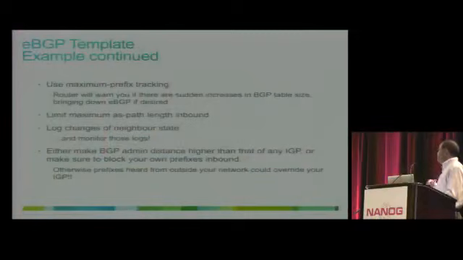Another one is you can limit the number of routes received from a peer, or the total number of routes received by the router. And you can set it such that you receive a warning, or you can set it such that you reset the session. You can again limit the maximum AS path lengths received.